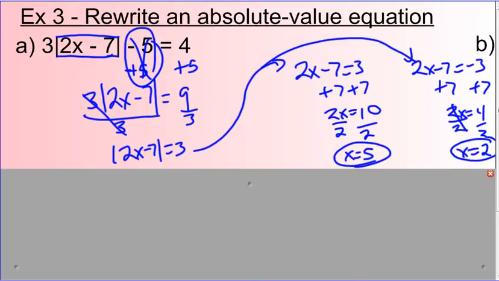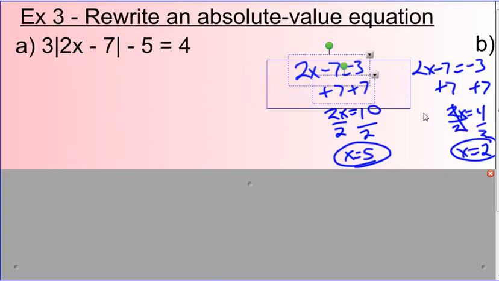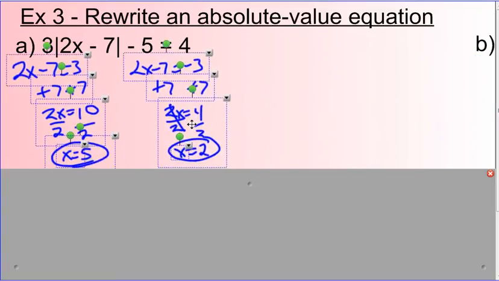Okay? Now, I'm going to have to erase most of this. I'm going to erase all this stuff over here. And then try to move these guys under here.